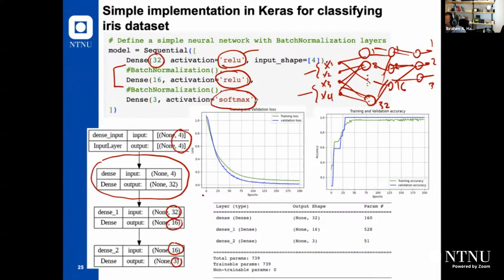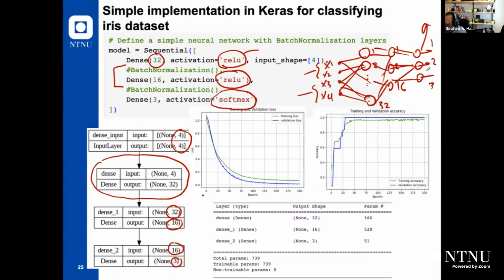And I selected softmax because the softmax layer, this one, calculates the probability that this species belongs to one of the classes, the 3 classes. So the output here, in fact, will not be 1, 2, 3 or something. It will be the probability.